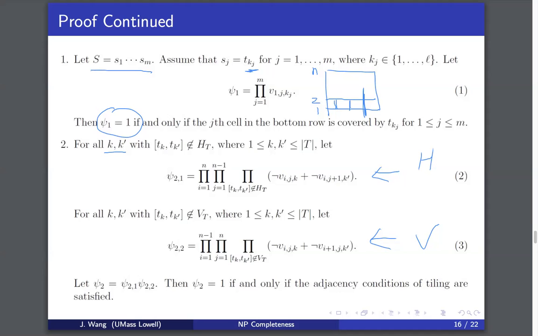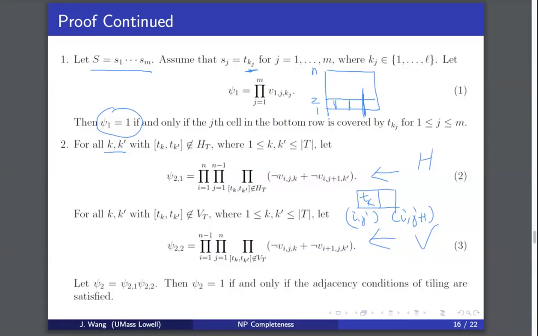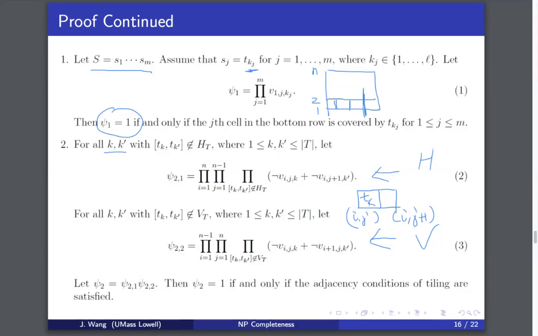Now remember, let's say this is (i, j). Then this is (i, j+1). If you put T_k here, then you cannot put T_k' there because they cannot be placed next to each other. So you take the negation. If I put T_k here and T_k' here, I know I cannot allow this to happen, so I take a negation. This is an 'and', this and that. Negation means either the negation of this or the negation of that. So that's what this means. For all these tiles that cannot be in H_T, we take the product, because they have to be true at the same time. Also for all the i and j, for all cells, they have to be true.